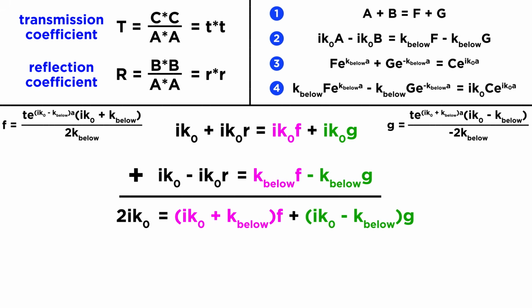And now finally, we need to isolate lowercase t. Let's start at the beginning once again, and this time the first thing we will do is multiply the first equation by i k naught. We will now add this to the second equation. The first term in each is i k naught, so we get 2 of those. The second terms are the same, but of opposite sign, so they cancel. And on the other side, we add together and factor out f and g to get this.